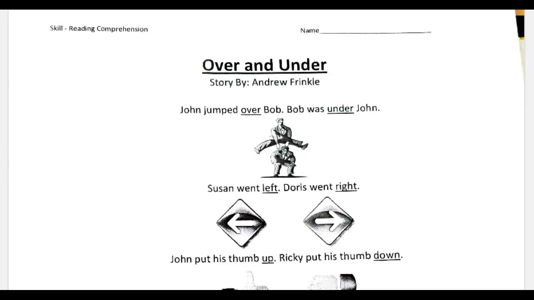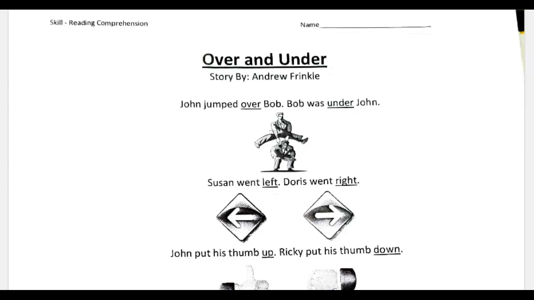Hi, so for reading today, we are doing the reading of Over and Under story. Like in the past, I'm going to read the story and then we're going to answer the questions together. And then we're going to end the lesson off with a fun song about positional words and opposites. So let's get started. Make sure you're following along with your finger or a pencil.